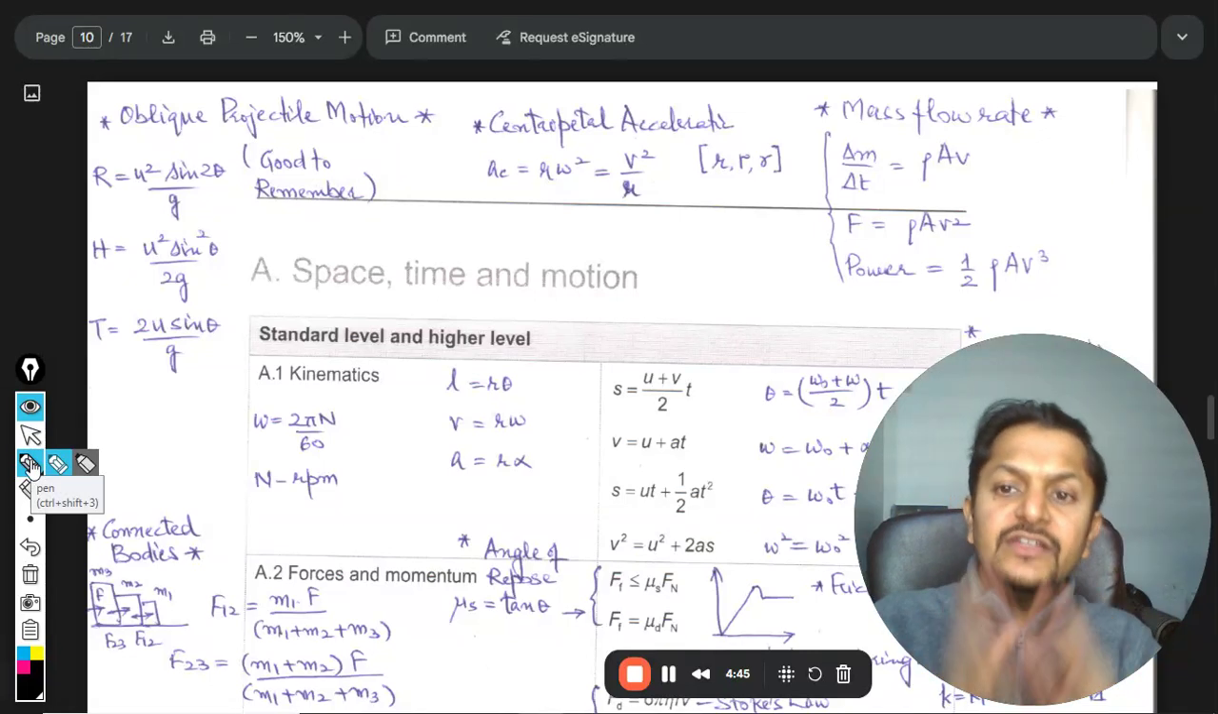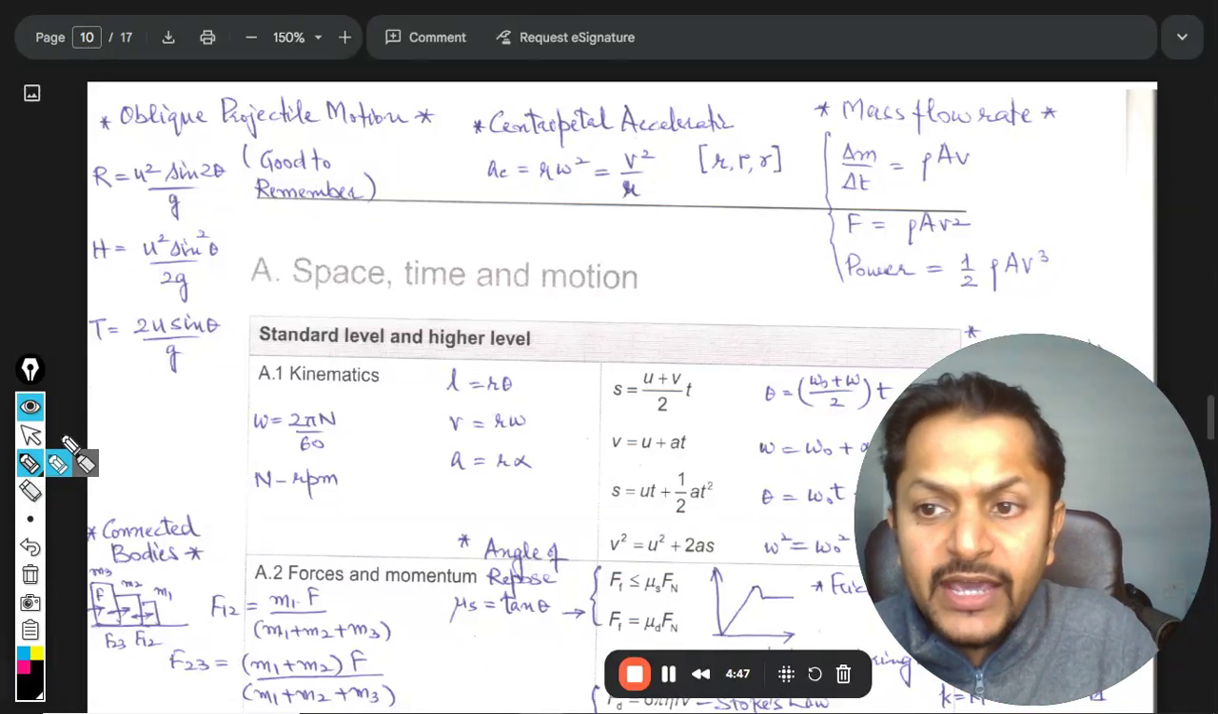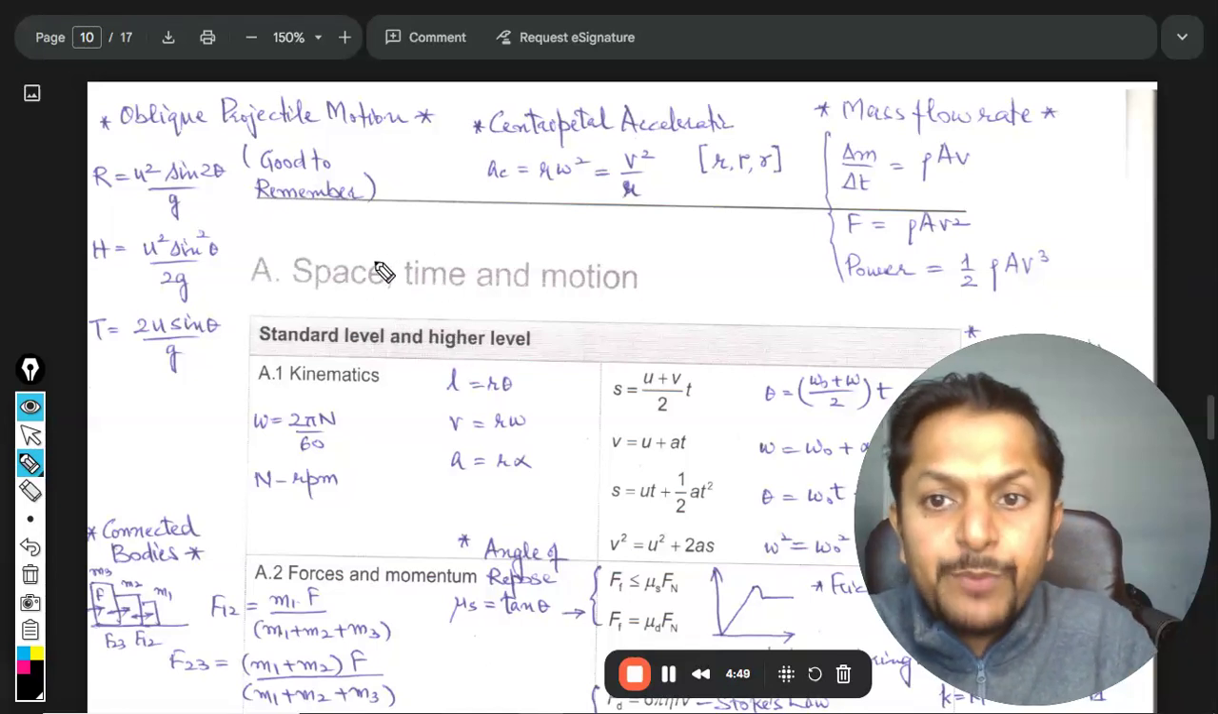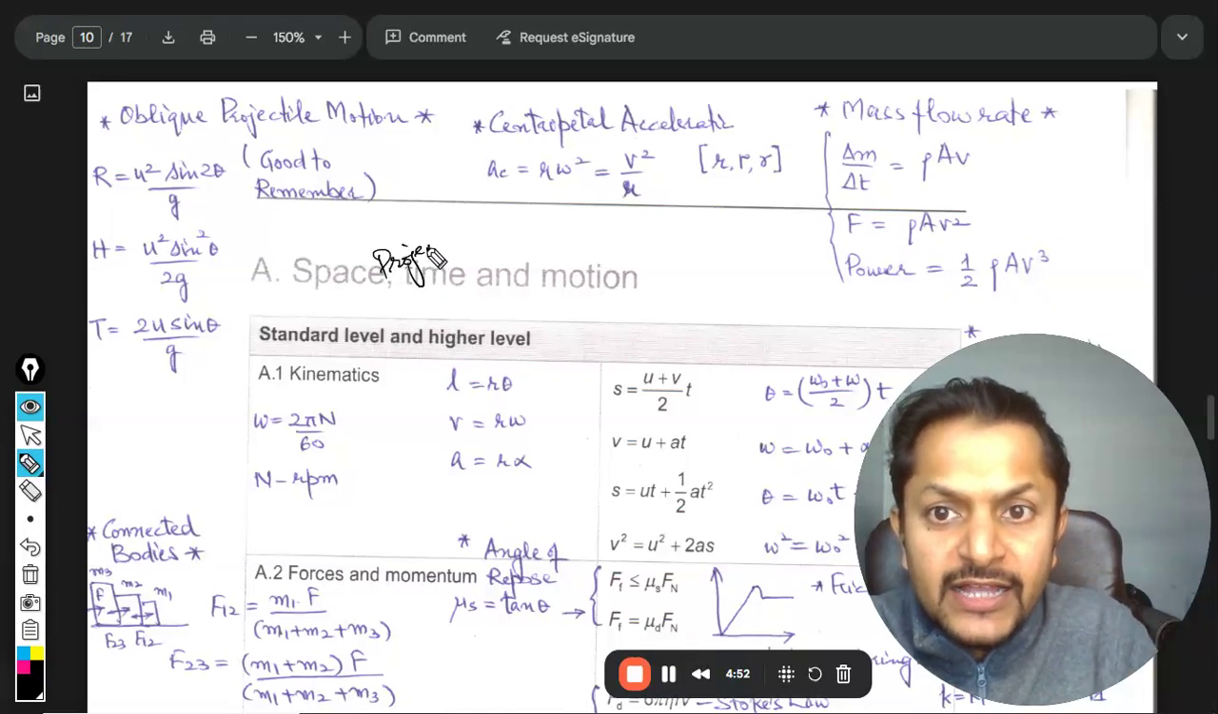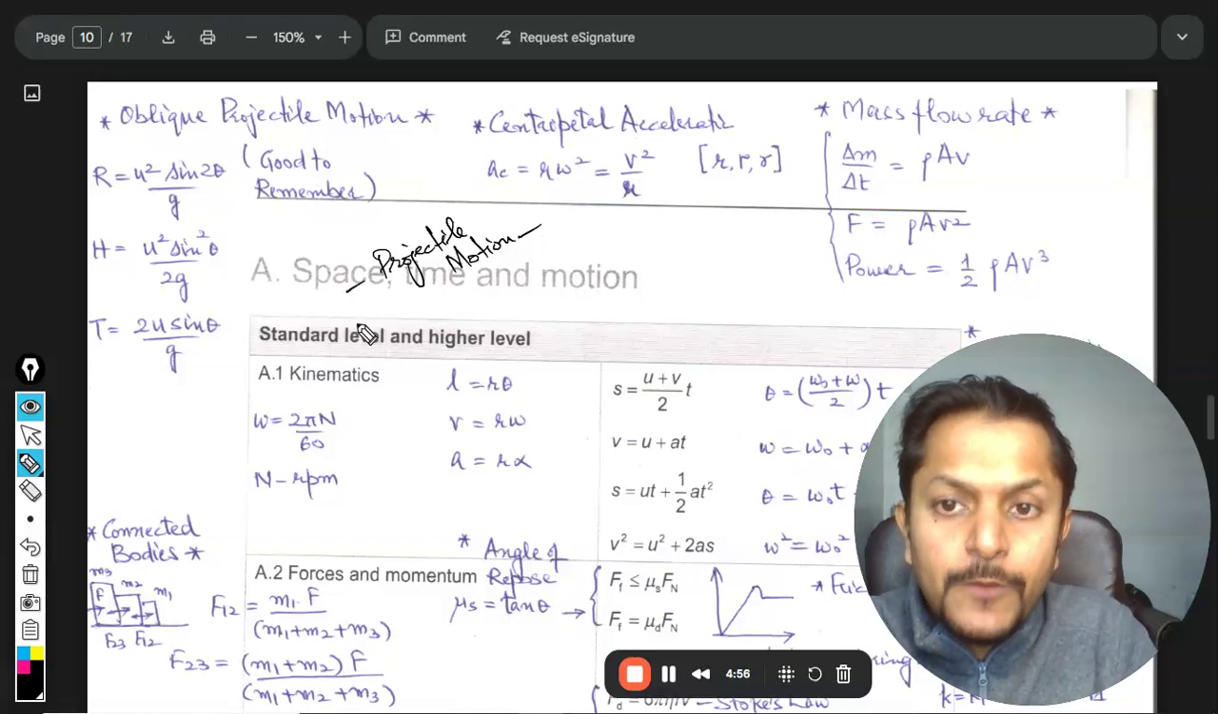Now, further, when we move further in the topic A1, there is a major part that comes after that. That is the projectile motion of various types.